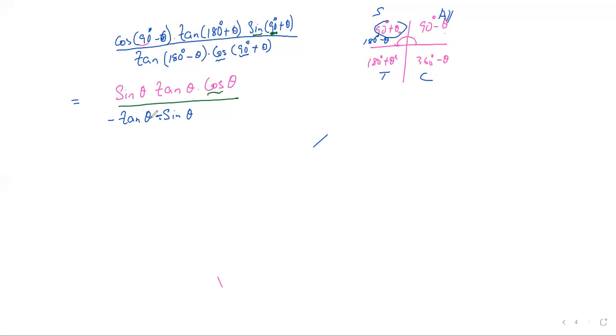And then, as you can see, we have the sine of theta, tangent of theta, the cos of theta, tangent of theta, and the sine of theta. This sine will cancel with that sine, and that tangent will drop that tangent. You remain with the cos of theta.